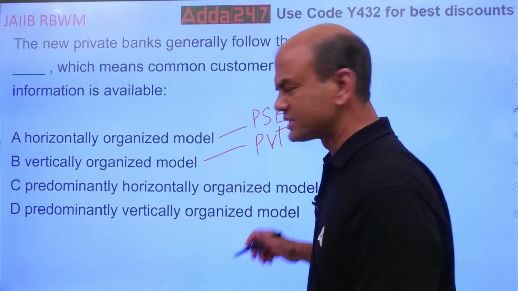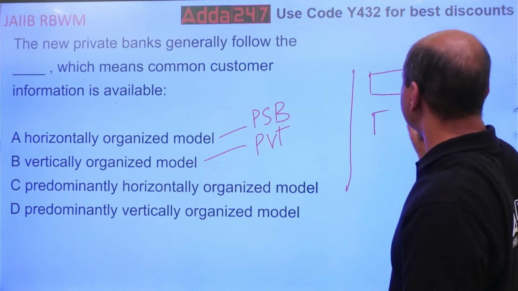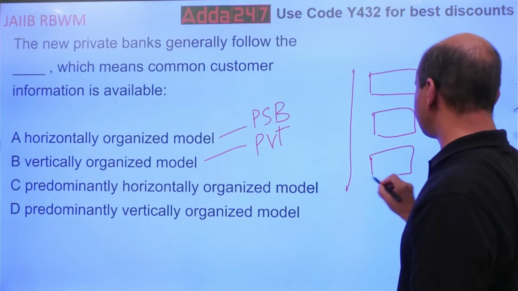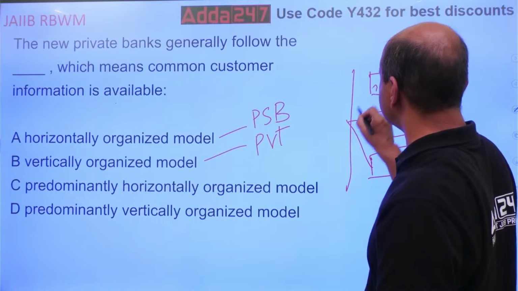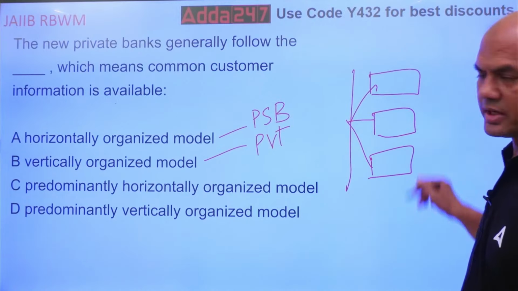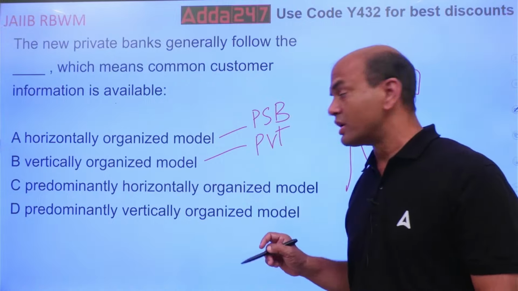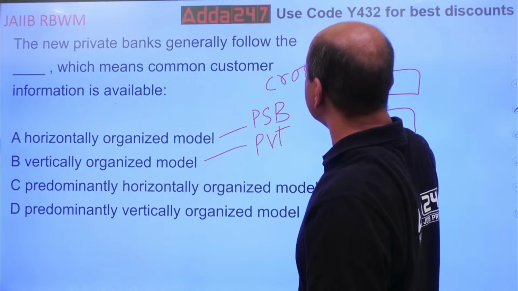I gave you this example, same database for all the products, same customer database. So what happens? This can contact this, can contact this, can contact this. So same customer can be contacted for various products, and we do a lot of cross-selling, very important word, cross-selling.